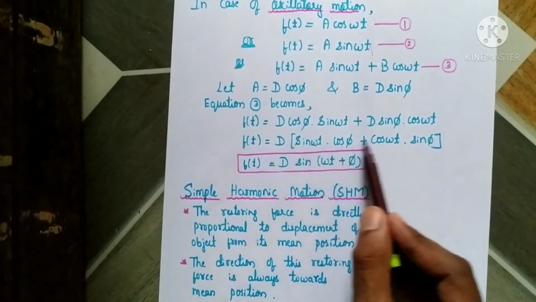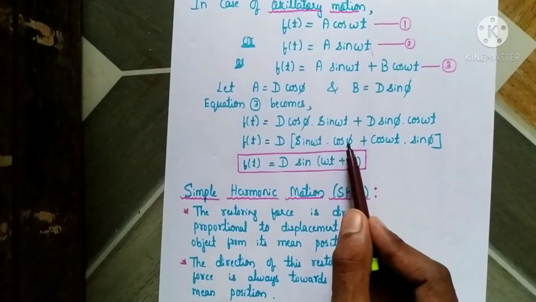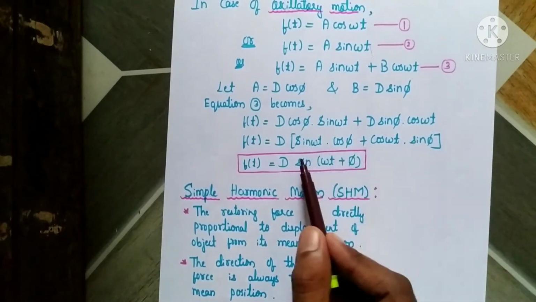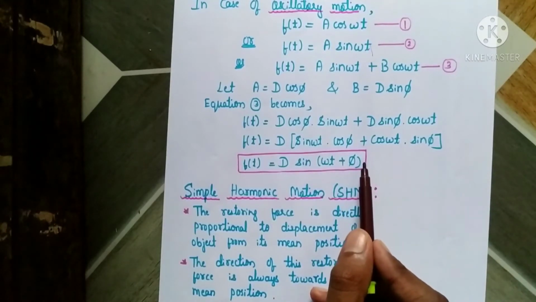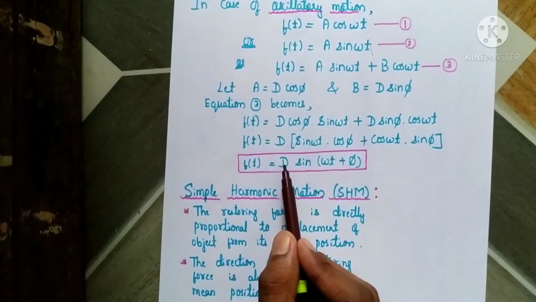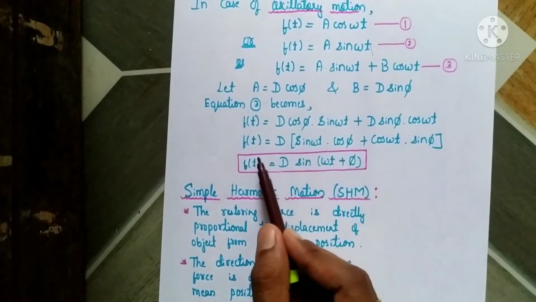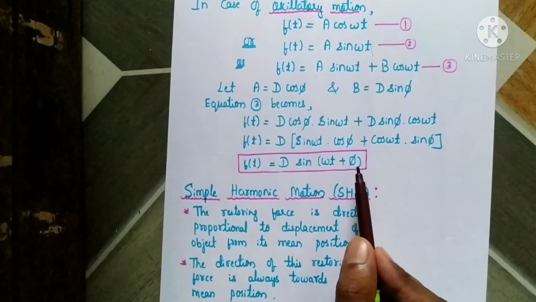Now if you observe this complete term, this is in the form of sin a into cos b plus cos a into sin b, so the whole term can be written as sin of a plus b. So the displacement of an object can be written as f of t equals d into sin of omega t plus pi. This is the expression for the displacement in case of oscillatory motion.